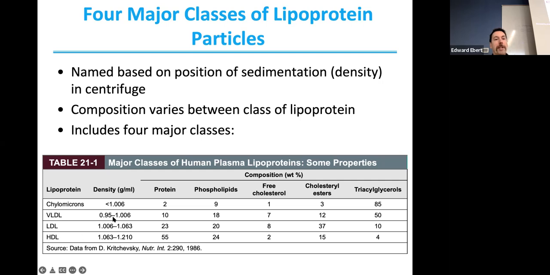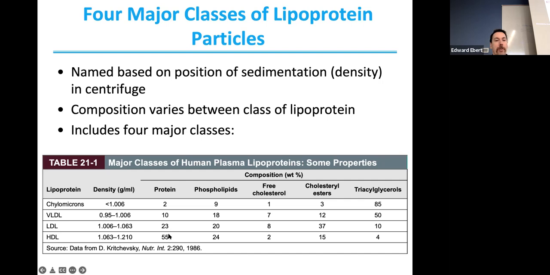Our VLDLs are more dense than chylomicrons, but still relatively low density. They've got more protein, but not very much, about 10% protein. A lot of phospholipids in there, some free cholesterol and some cholesterol esters. So we see VLDLs as a sort of transporter of cholesterol, but we also have a lot of triacylglycerols. When it comes to cholesterol in the body, the main things we look at are LDLs and HDLs, low density lipoprotein and high density lipoprotein.